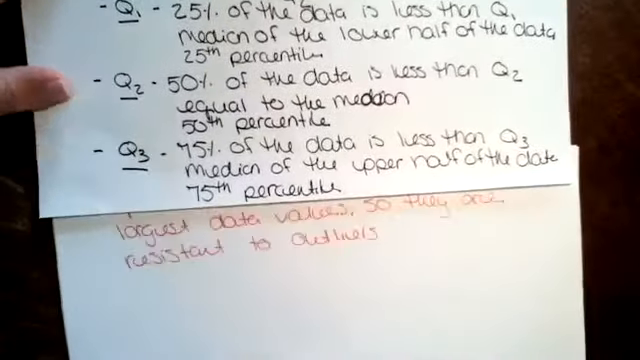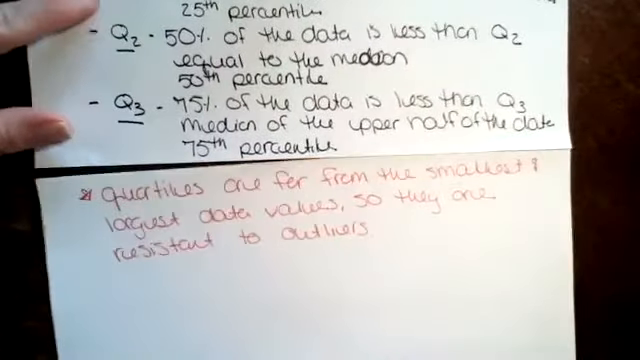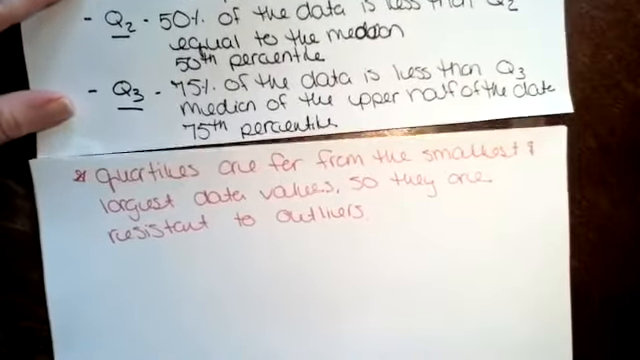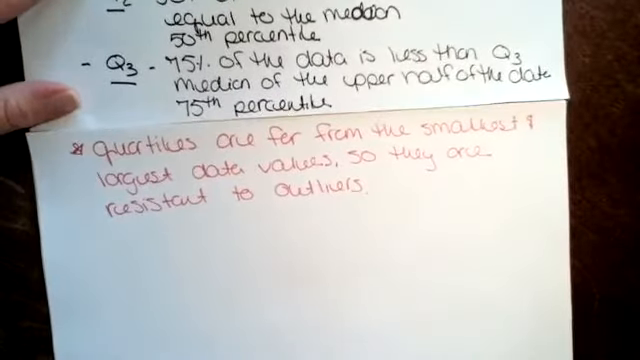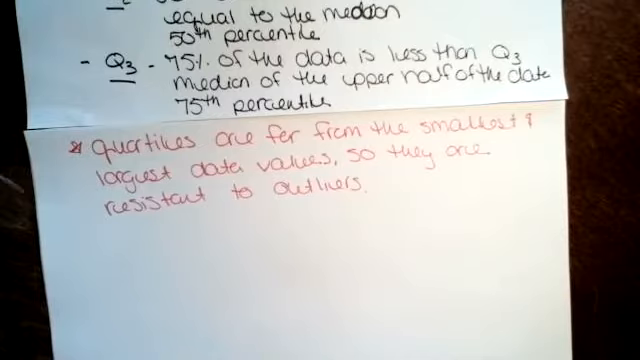And this is good to know because if we have outliers in our data sets, then our quartiles are a really good number to use, and they're more meaningful because they are resistant.